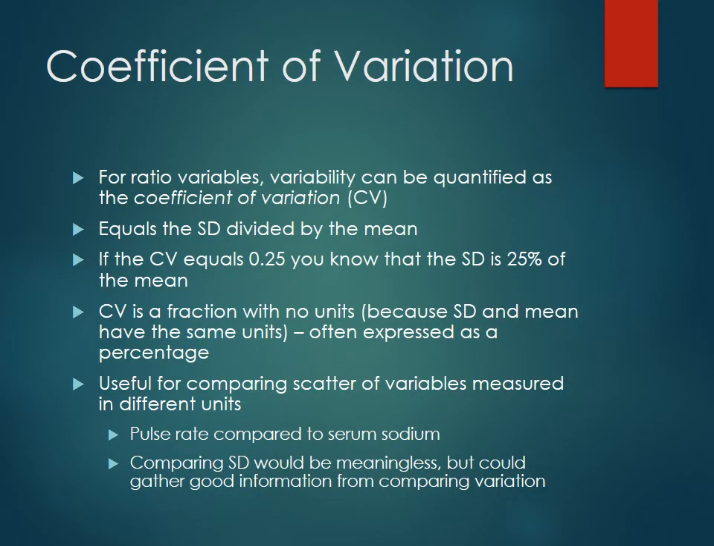You can also have the coefficient of variation. So for ratio variables, this is going to be the variability that can be quantified as the coefficient of variation. And essentially, this is just going to be your standard deviation divided by the mean. I don't see this used too frequently, but the cases where it could be useful is that it's good for measuring the variation between different types of values.